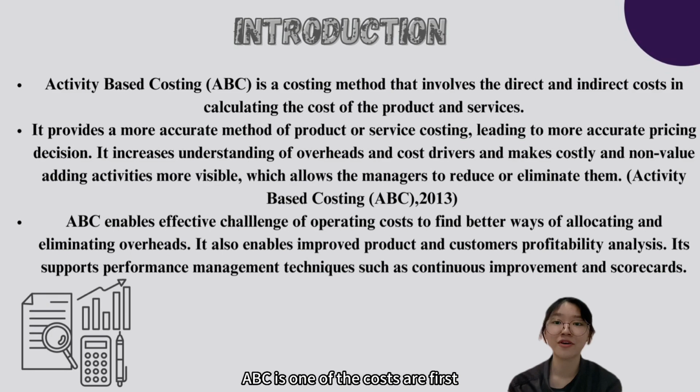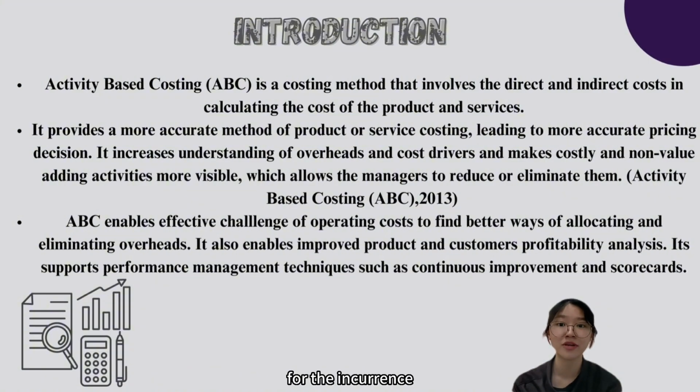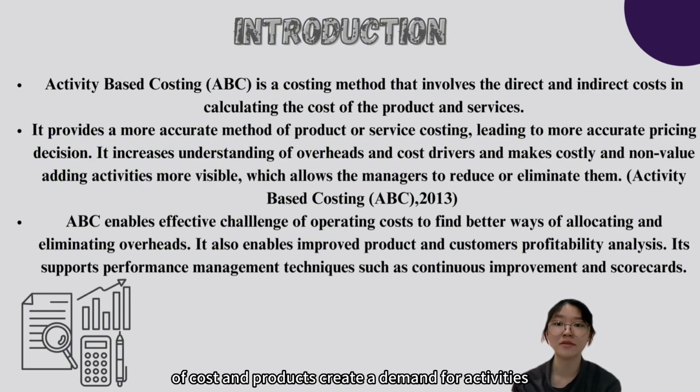In ABC, costs are first identified to activities and then to the product. It is a system which focuses on activities performed to produce products. The ABC system assumes that activities are responsible for the incurrence of costs and that products create the demands for activities. Costs are charged to the products based on each individual product's use of each activity.